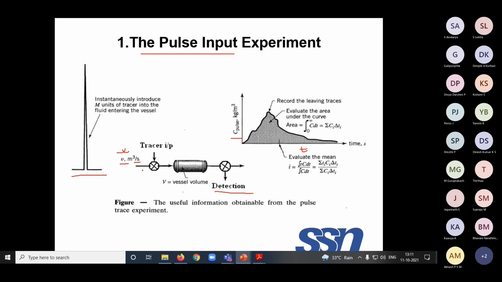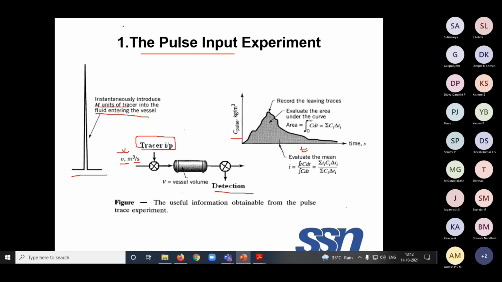So you are introducing a pulse. What do you introduce as a pulse? Pulse is nothing but a tracer, which is the input. So you are giving a pulse input. Pulse in the sense the input curve will be like this. We call it in terms of the Dirac delta function. Instantaneously introduce m units of tracer into the flowing fluid. Just like you take a syringe, some 5 ml you want to introduce, you put the syringe here and inject all that. Pulse input is nothing but injecting through a syringe or whatever it is. Or if it is a valve, just open the valve, close the valve.